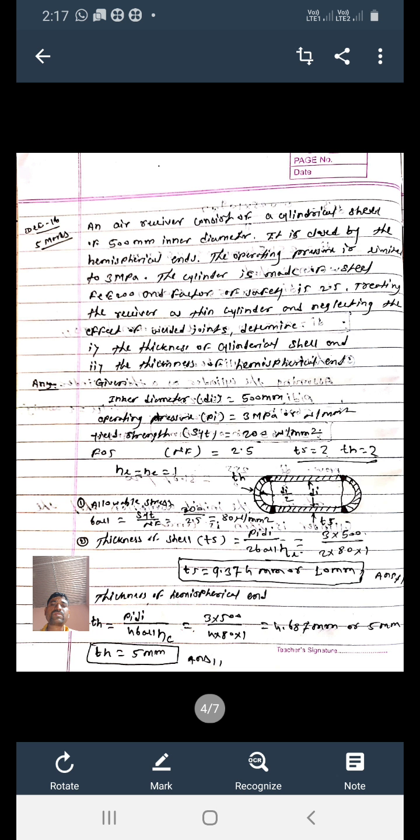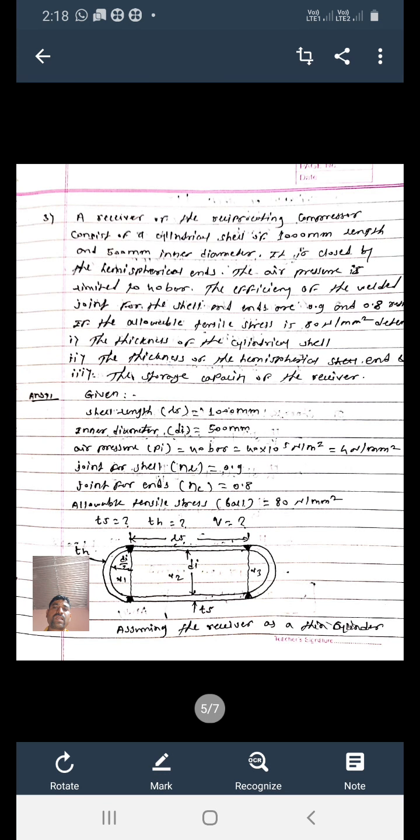Thickness of the hemispherical end, how to calculate that? We have seen how to calculate the thickness of the hemispherical end. TH is equal to pi di divided by 4 into sigma allowable into NC, is equal to again 3 into 500 divided by 4 into 80 into 1. You will get 4.687 mm. You can convert it into the next digit, 5 mm. Means we have calculated both thicknesses here, the thickness of the shell and the thickness of the hemispherical end.